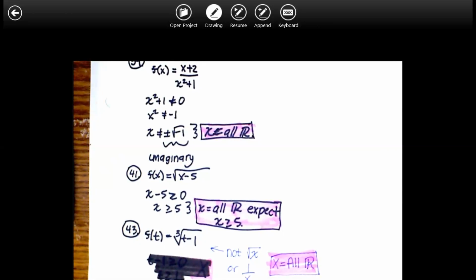Does that make sense? So no matter what value you plug in there, the cube root will always give a value. The numbers that we plug in are not going to be too large, but the numbers we can always get is all real numbers. As long as it's not a square root, as long as it's not a fraction, we can get all numbers from it. Cool beans? Okay.